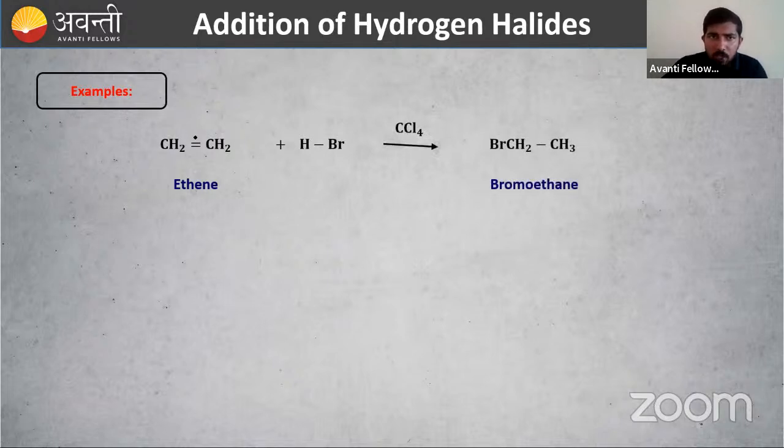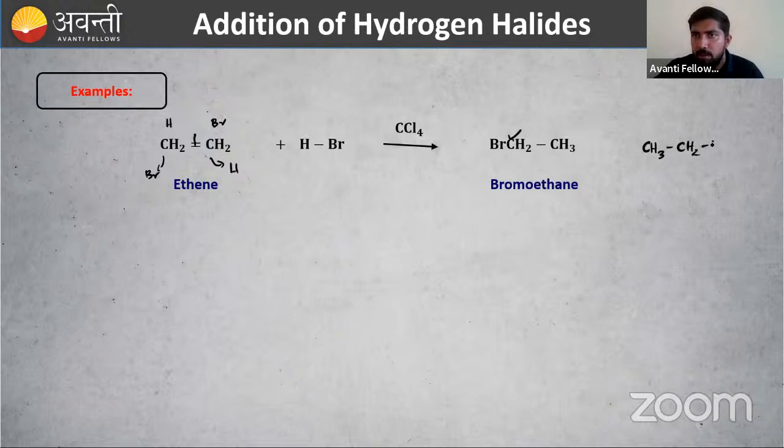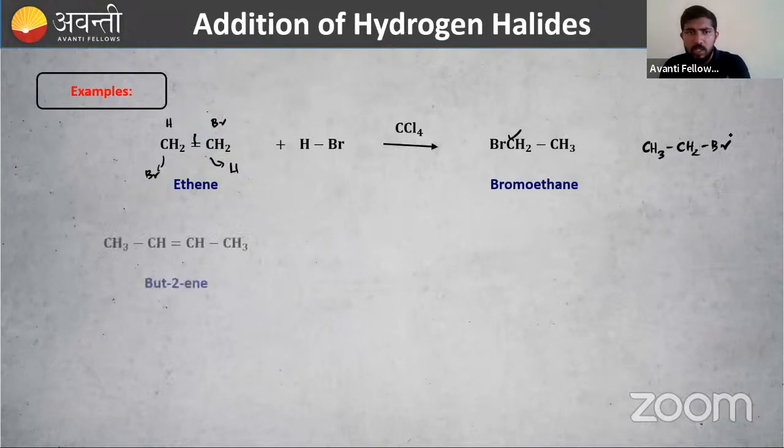Break the pi bond, add hydrogen to this one, bromine to this one. Or you can add bromine to this side, hydrogen to this carbon. You will get the same product. So this is bromoethane. Otherwise, you will get CH3, CH2, Br. This is also bromoethane. So wherever you want, you can add H plus and Br minus. So that is the point.